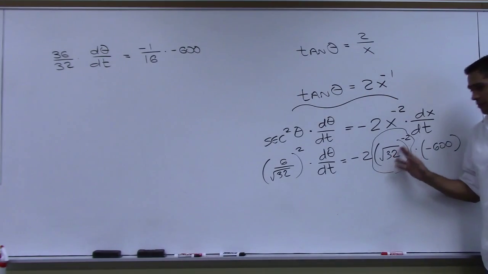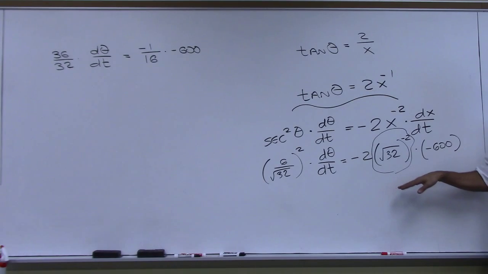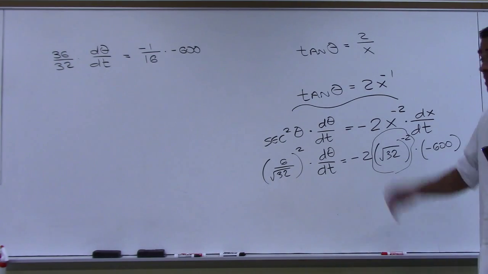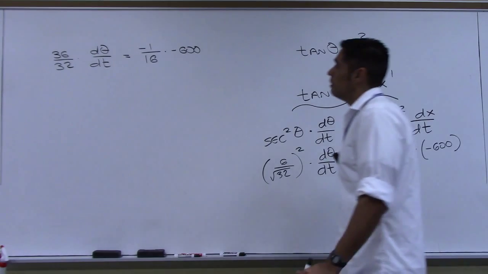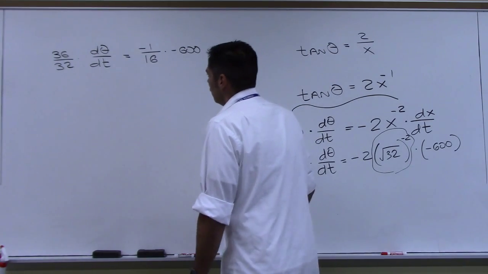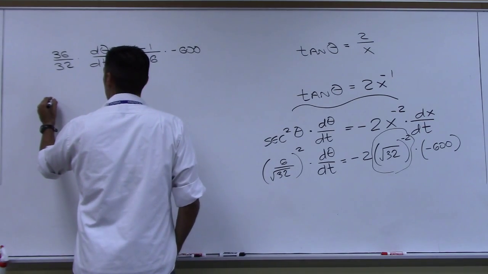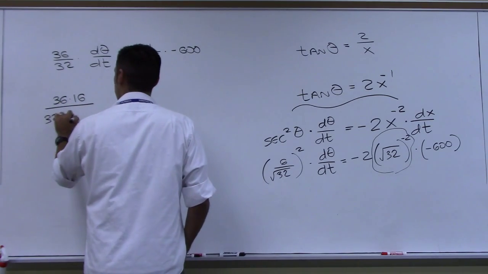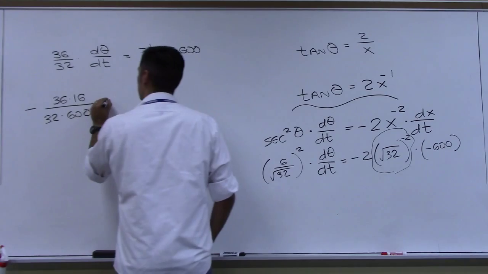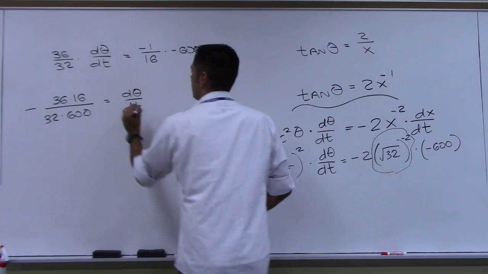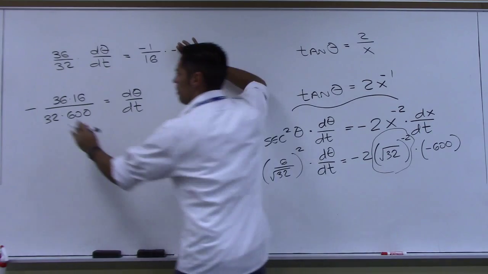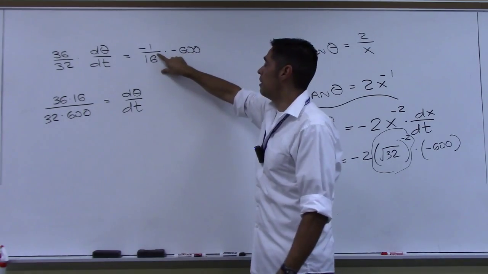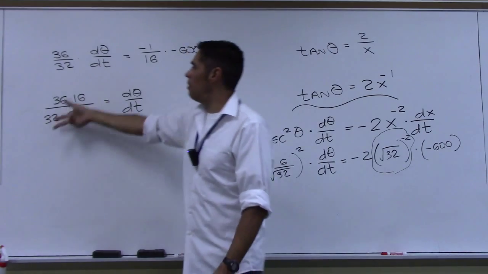So I hope you're following that. It's just some algebra. Drop that down. 1 over root 32, square it, becomes 1 over 32 times this, and then times 600. I think that cleans up a bit, doesn't it? 600, 300. Ugh, I don't feel like doing this. 36 times 16 over 32 times 600, and that's a negative. This is d theta dt. So all I did here was took this, it's negative times negative, it's positive. I took that fraction, multiplied by the reciprocal on both sides.